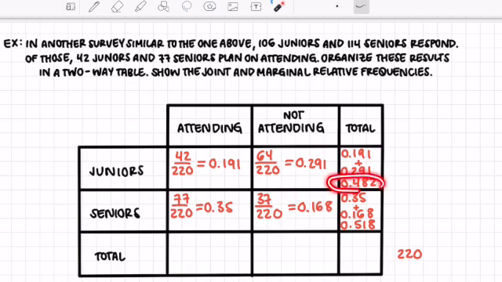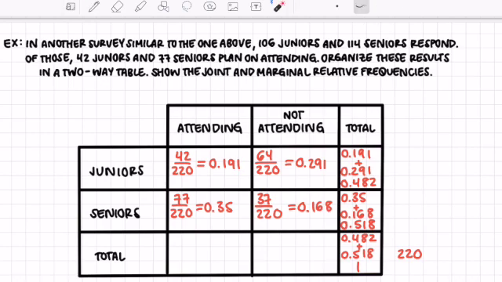So we have 48.2% of juniors that were surveyed. We have here 51.8% of seniors that were surveyed. If you find out the total of seniors and juniors, it should equal 100%. When you add up those two numbers, 0.482 and 0.518, you're going to find out that just equals 1, which is 100%.